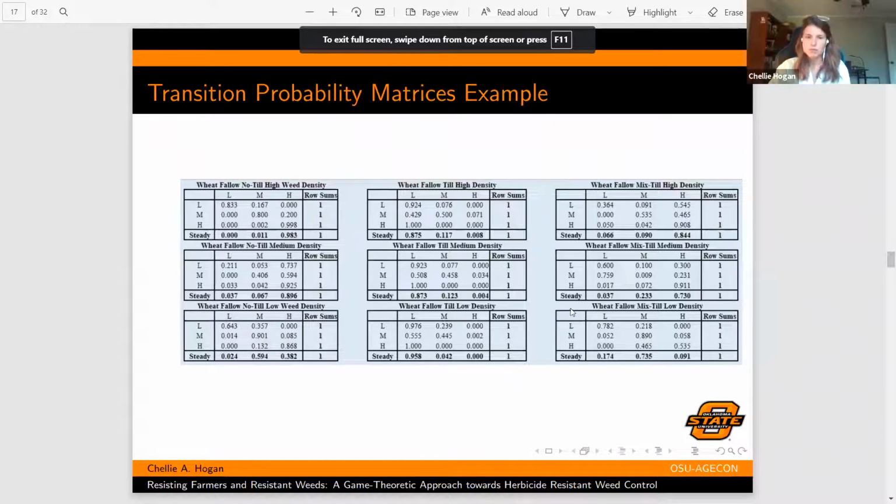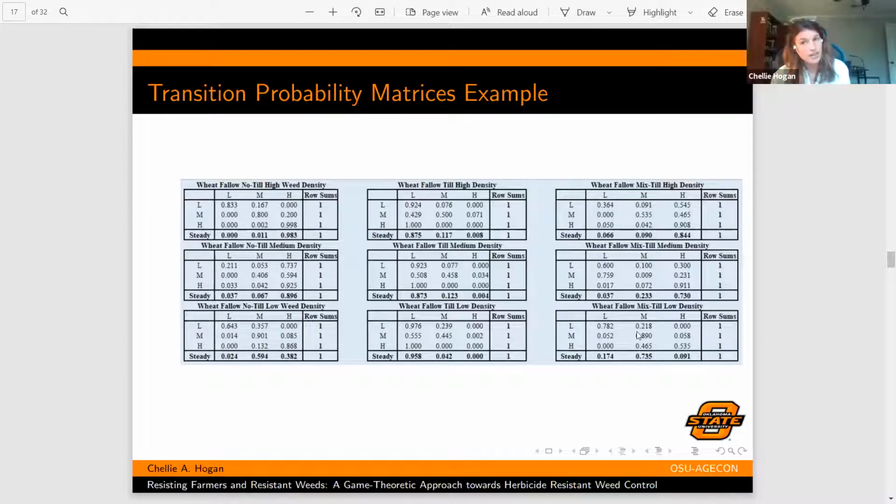So we'll pick this bottom right square, which was created from a wheat fallow rotation, mixed tilling system, low initial population density. This low, medium, high first column denotes what level the field is in the current time period. And your top row, low, medium, and high, denotes the level of infestation in the next period. So how this reads is, if I'm in a low level of weed infestation, there's a probability of 0.78 that I'll remain in a low infestation level for the next period.